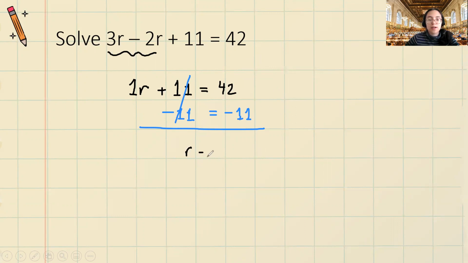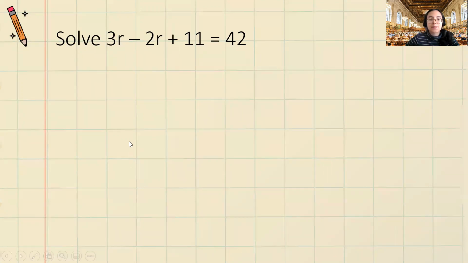So I can write r is equal to 42 minus 11, and that is going to be 31. Okay, pretty simple and straightforward. So let's go ahead and continue.